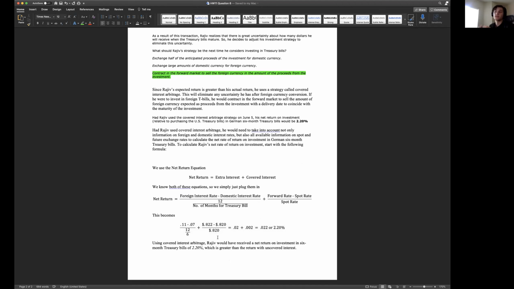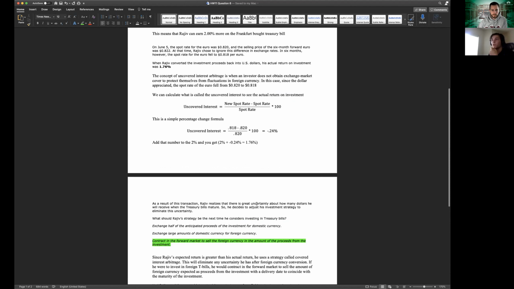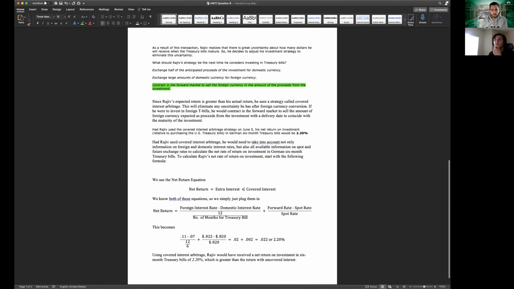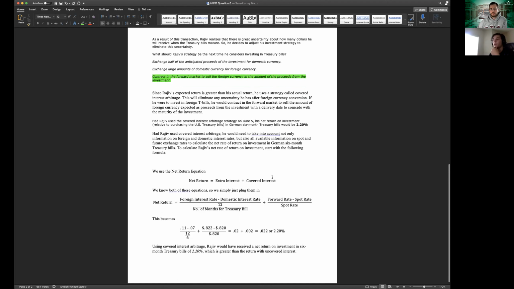So by using the covered interest arbitrage, he would have received a net return on investment in 6-month treasury bills of 2.20%, which is greater than the uncovered return, which we saw above. So basically what this is trying to show is that by using that covered interest, he has a higher return on his investment. So that's all for me.